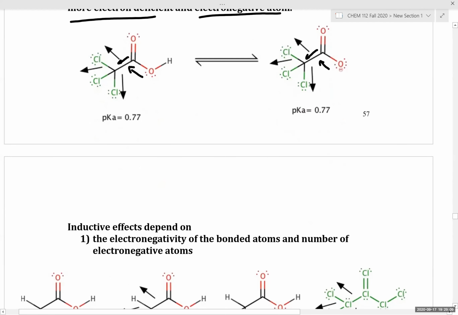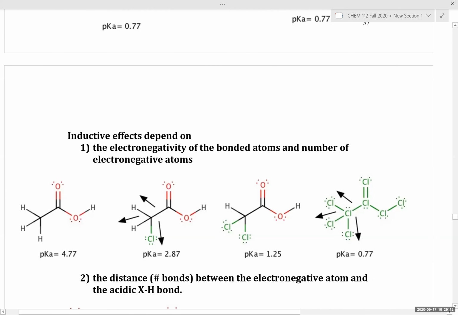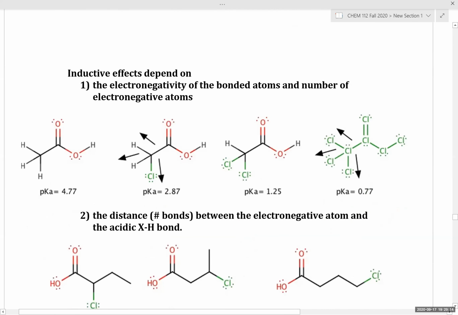Okay, let's keep going. So inductive effects. Sometimes the structure editing program makes a mild error, so let me provide a correction to that. Here we go. This structure has a pKa of around 0.77.